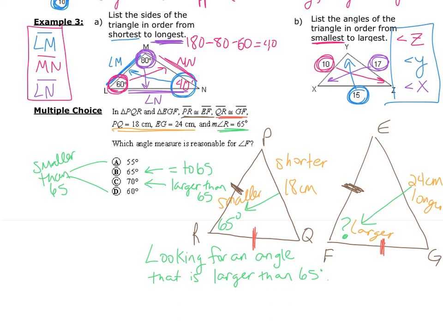If we look at our answer choices, A and D are both smaller than 65, so we do not want those because that doesn't meet our requirements. And then letter B is equal to 65. That doesn't work because that's not greater than. But letter C, or 70 degrees, is the one that is larger than 65 degrees. So that is a reasonable answer for the angle F.